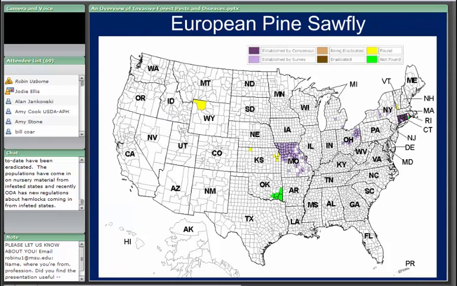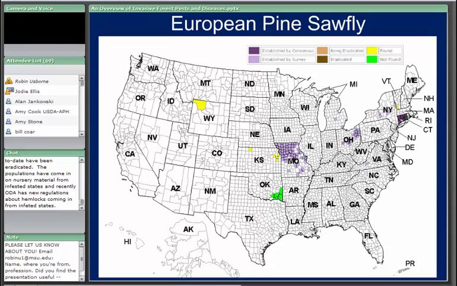European pine sawfly is obviously a problem in Missouri. It has been found in Ohio, New York, Michigan, a few places, Connecticut. So it has a wider distribution than we would like, and once again, we're trying to look at places where pine of the species we mentioned are a problem. Watch out in the west, because this thing could be a problem.